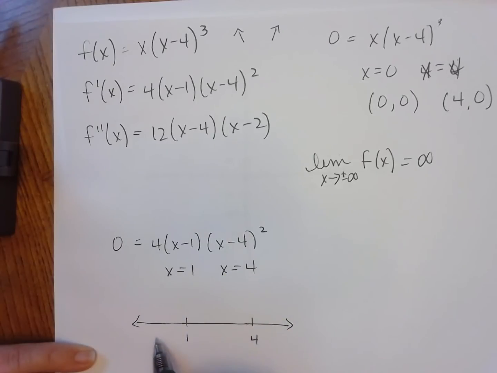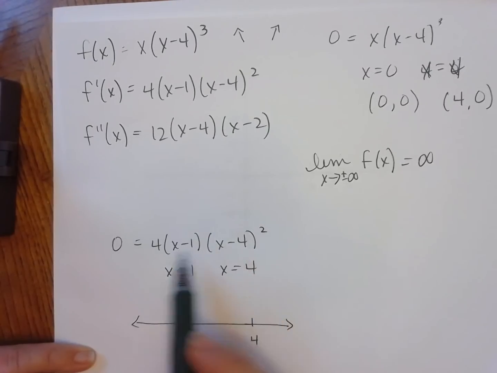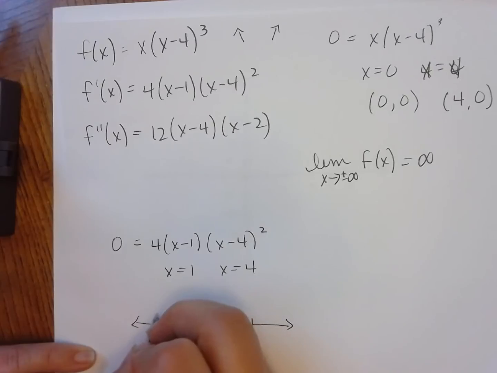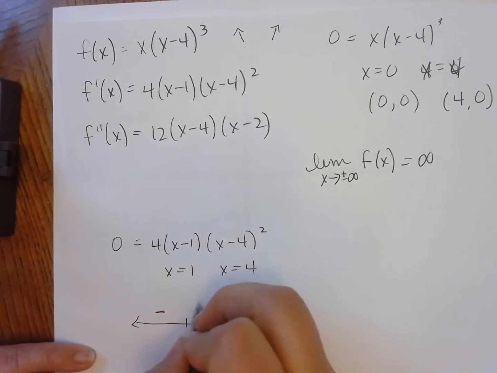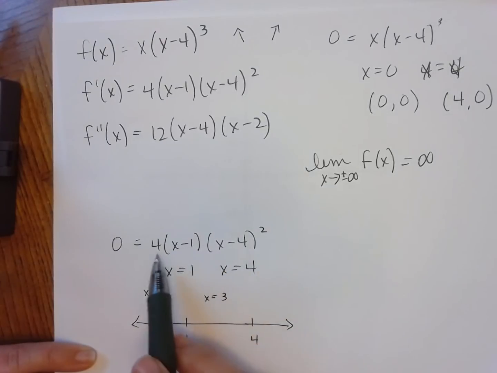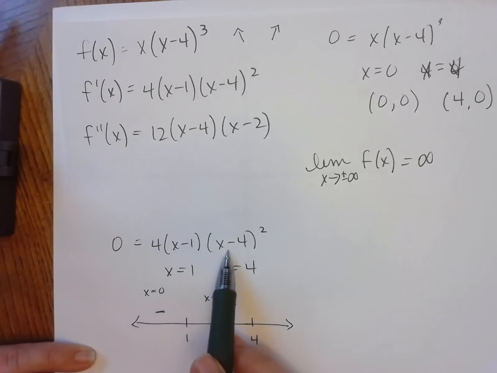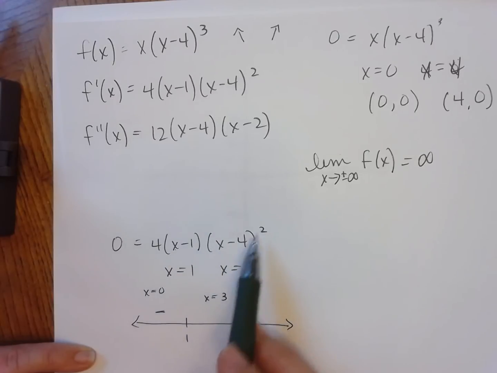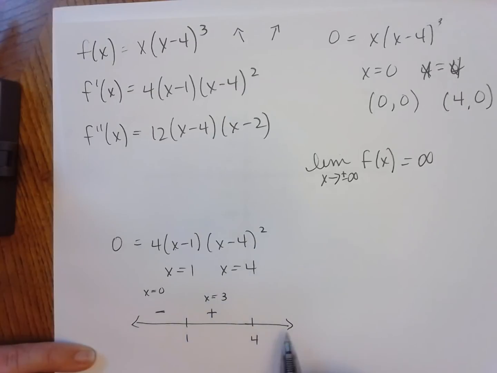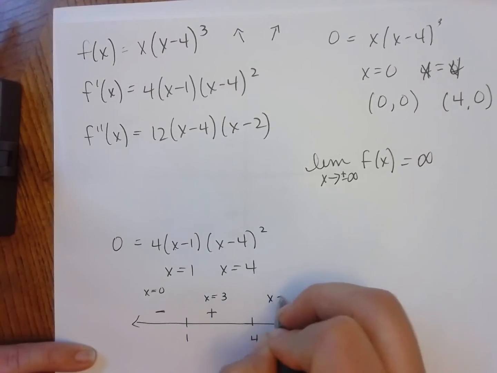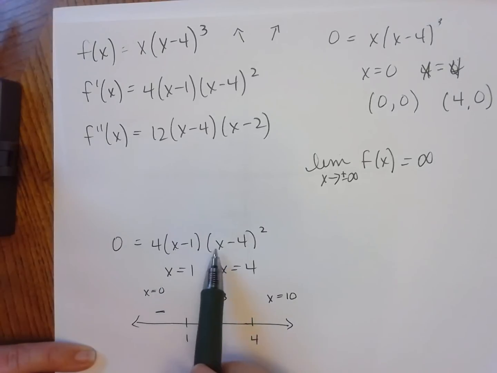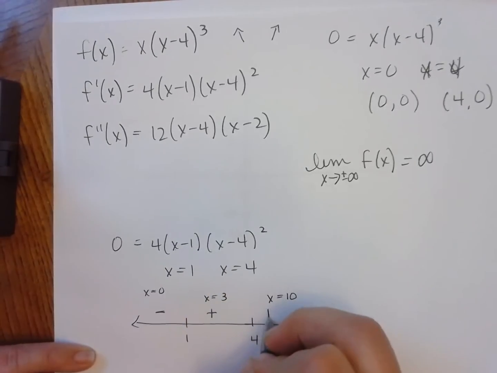If I plug in a value like 0, for instance, I'd get negative 1 times positive 16 times positive 4. So this will be negative. If I test a number between 1 and 4, let's say 3, then this is positive, and this will also be positive because it'll be negative 1, but I'll have to square it. So this is positive overall. I check a number out here, let's say x is 10. That's definitely positive. So I get positive, positive.